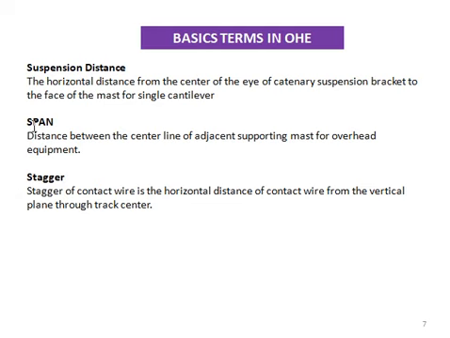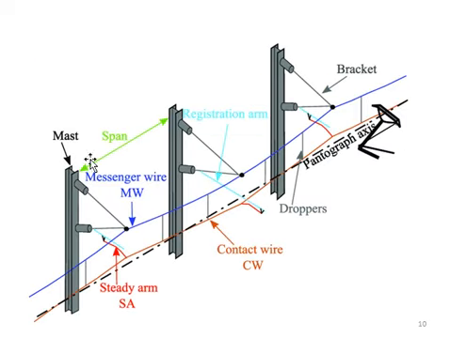And what is a span? Span is the distance between two adjacent masts. If you see this image, from one mast to the second mast, this distance is called span. This usually varies from 27 meter to 68 meter, or 72 meter, depending upon the wind pressure and curvature. On a straight track it will be more, and on a curve it will be reduced. Also, if the air pressure in a particular area is increasing, the span will reduce.